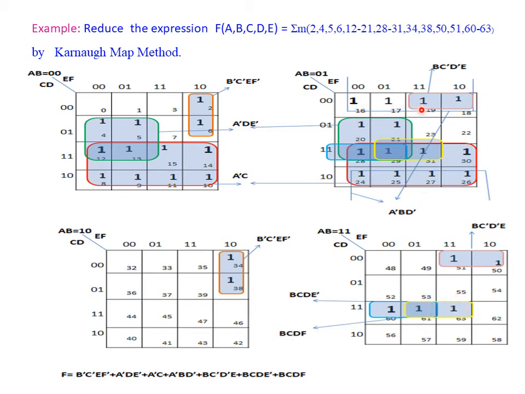Now let's see the blue color grouping. The blue color grouping is coming under only these cells. So the AB is represented as A bar, B, and common between these two cells is D bar. So it's written A bar, B, D bar.